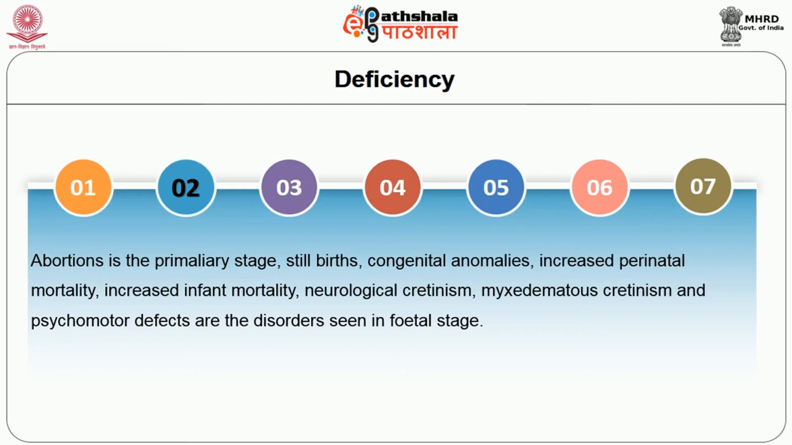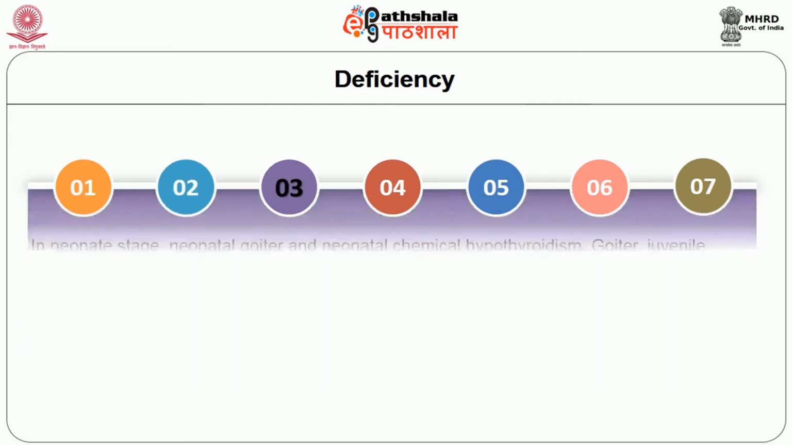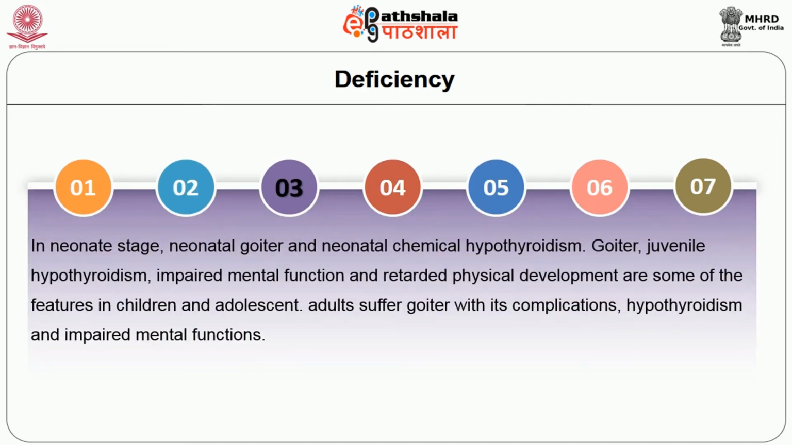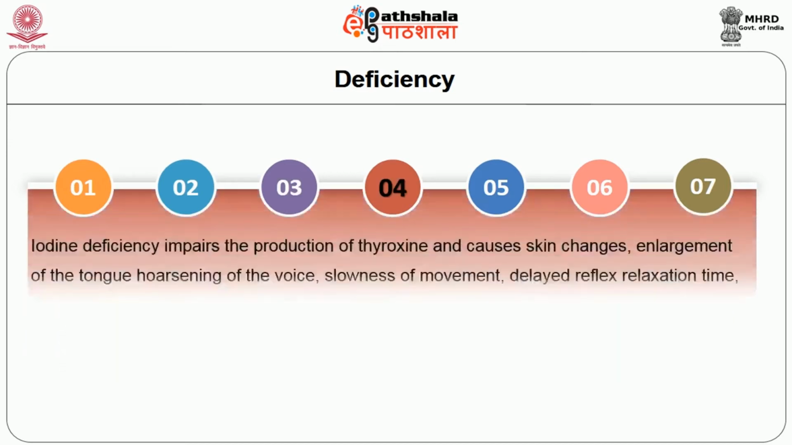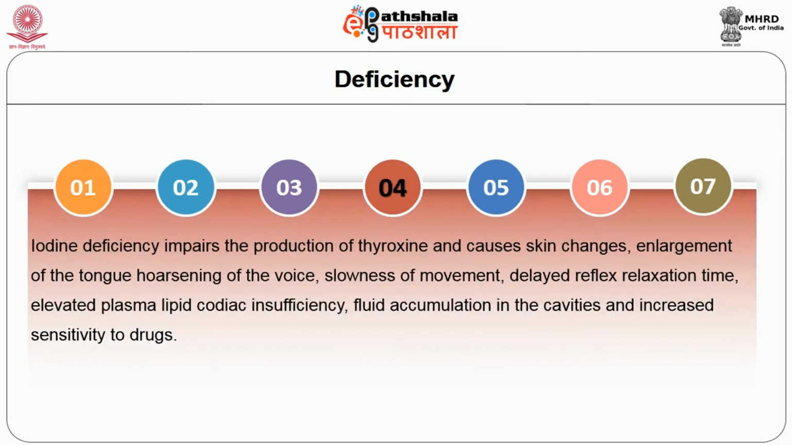in the fetal stage. In the neonatal stage, neonatal goiter and neonatal chemical hypothyroidism are seen. Goiter, juvenile hypothyroidism, impaired mental function, and retarded physical development are some of the features in children and adolescents. Adults suffer from goiter with its complications, hypothyroidism, and impaired mental functions.